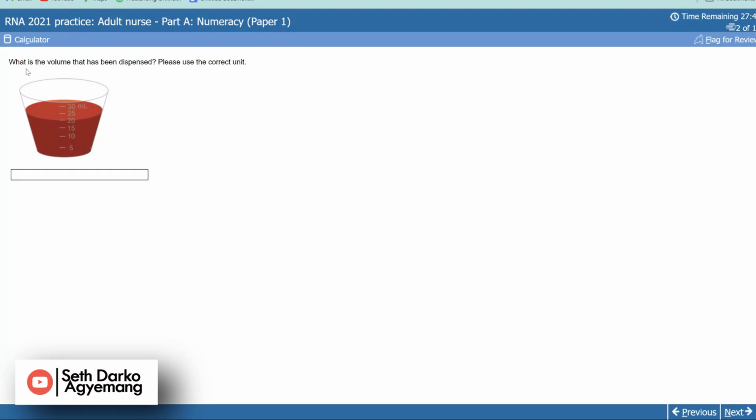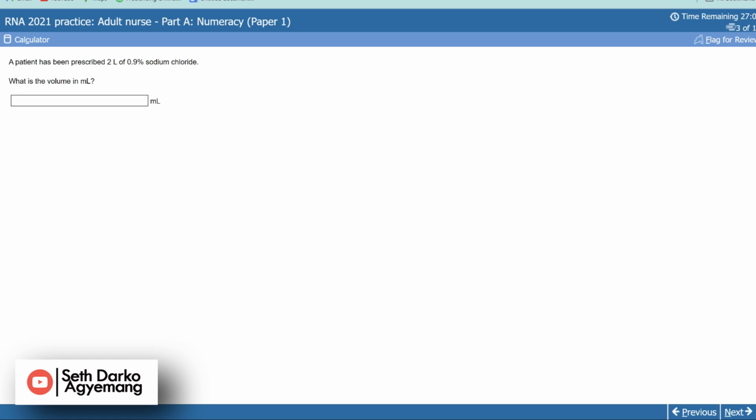And then the next question is, what is the volume that has been dispensed? Please use the correct unit. You will see that the unit is in mL as well. So we have 5, 10, 15, 20. So I can say it's 20 mL. It says please use the correct unit. So let's write 20 mL. Now the timing is at 27 minutes. Let's click on next. If you want to go back, you can use this option.